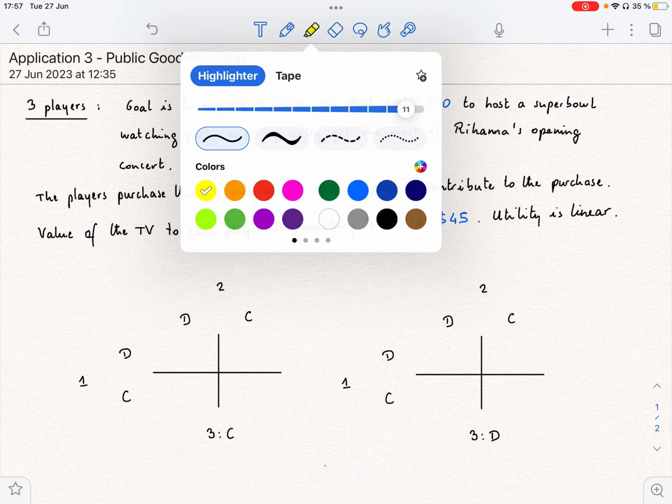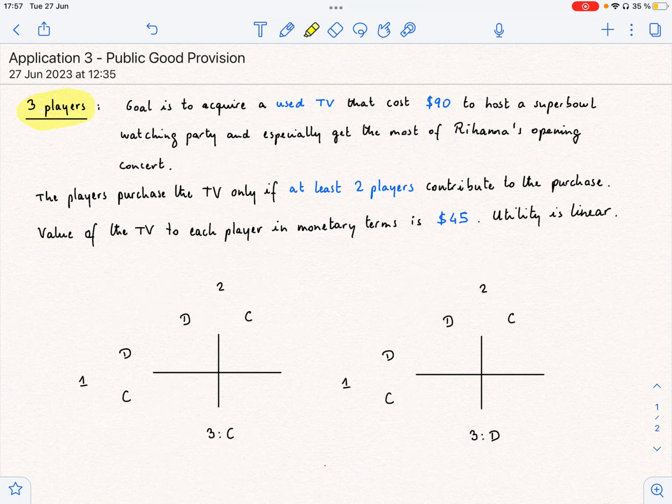So suppose we have 3 players. And you can think of 3 players as 3 roommates, and their goal is to acquire a used TV that costs $90. This is just an example of any public good you can think of. This could be investment in roads, public schooling. This could be any public good that you can imagine, but here we're going to consider that it's going to be a used TV. And the idea is that every player gets the benefit of the public good, but not every player needs to contribute.